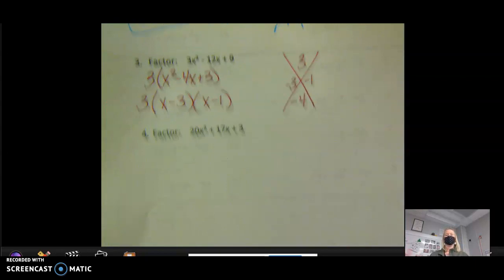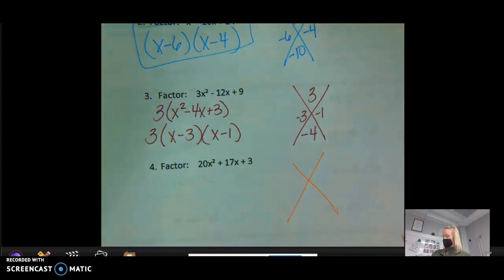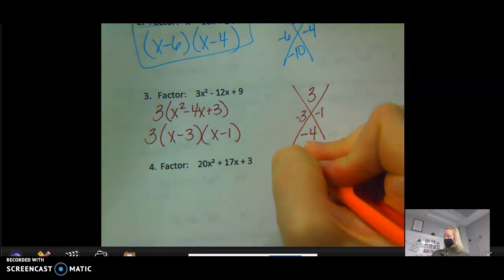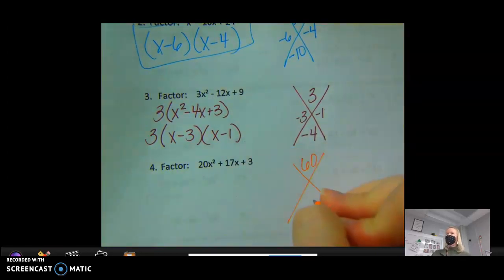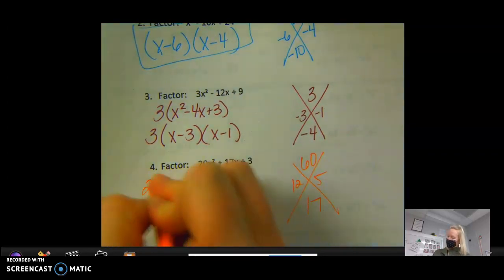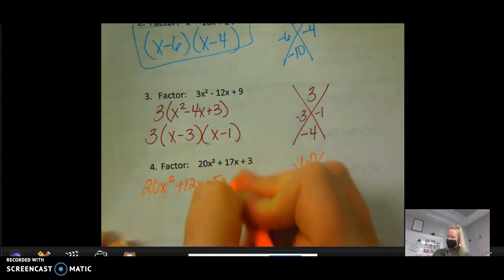Number 4. Can I GCF that guy? No. Crisscross it. What's 20 times 3? When I add, what do I want? Yep. 2 numbers that multiply to 60 but add to 17. 12 and 5. Split the middle. 20x squared plus 12x plus 5x plus 3.